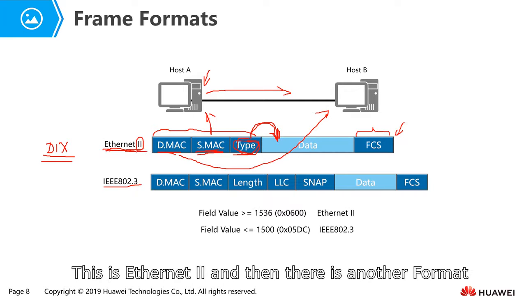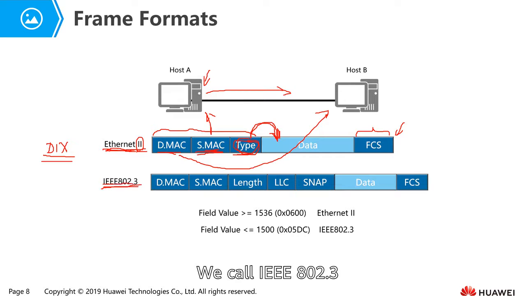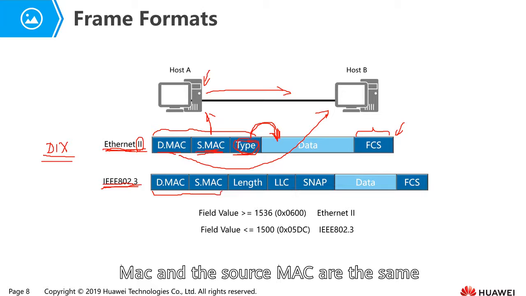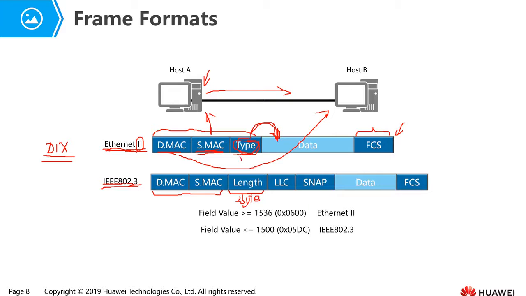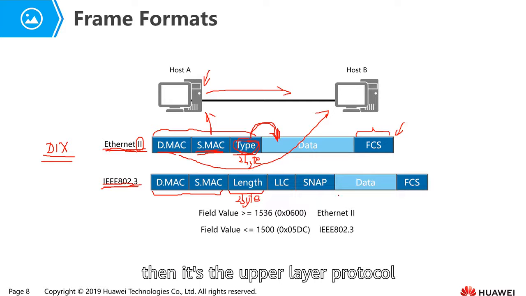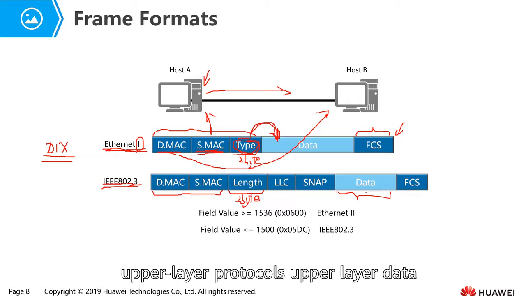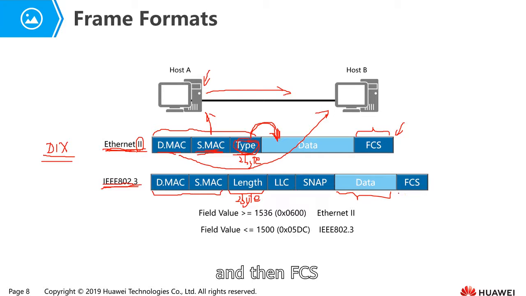This is Ether2. And then there's another format called IEEE 802.3. In this frame, the destination MAC and source MAC are the same, but the third field is the length. They are both 2 bytes long. And then there are the upper layer data, and the FCS is the same.